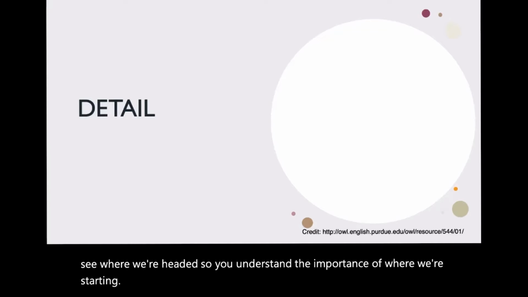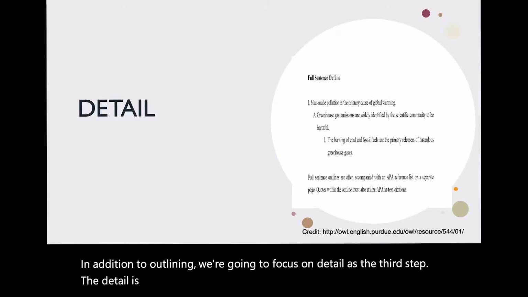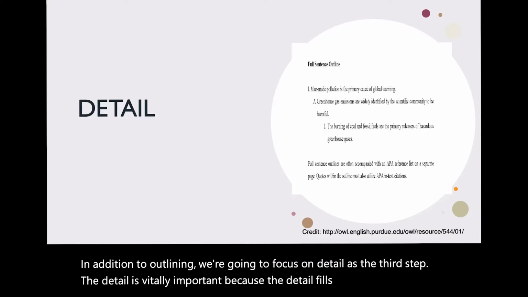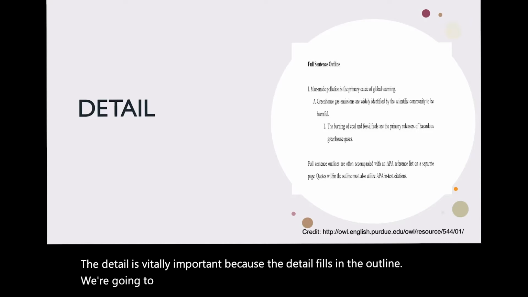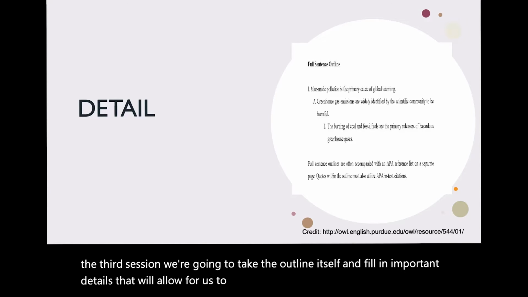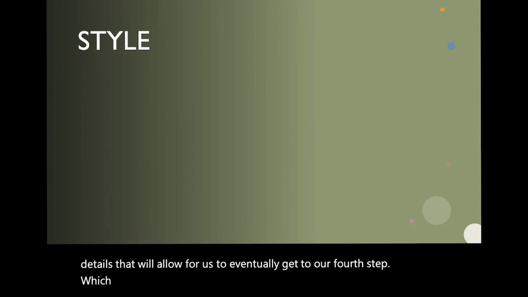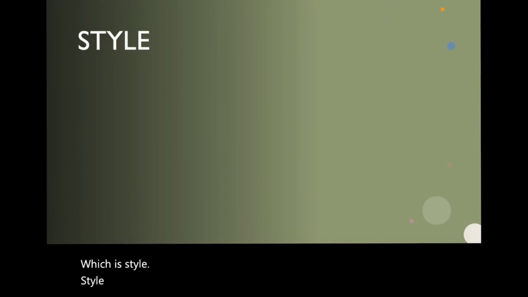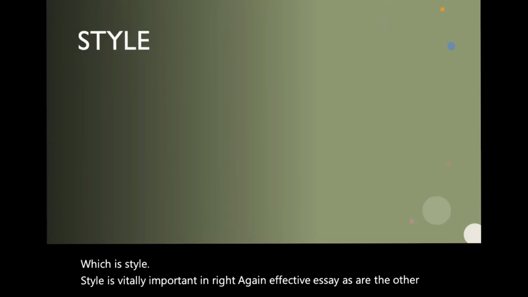In addition to outlining, we're going to focus on detail as the third step. The detail is vitally important because the detail fills in the outline. We're going to talk about sentence outlining in the next session, but in the third session, we're going to take the outline itself and fill in important details that will allow for us to eventually get to our fourth step, which is style.